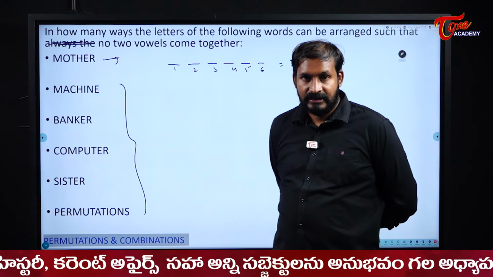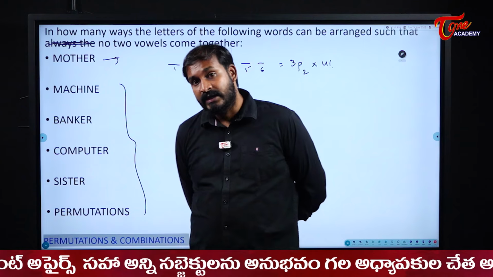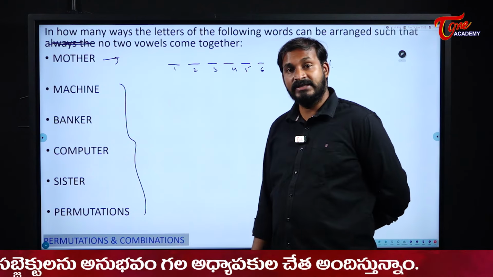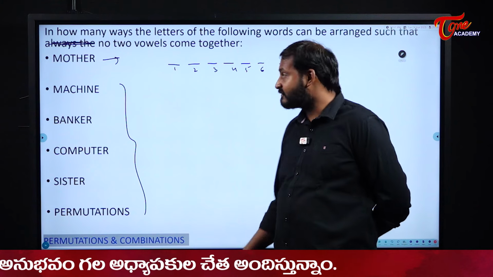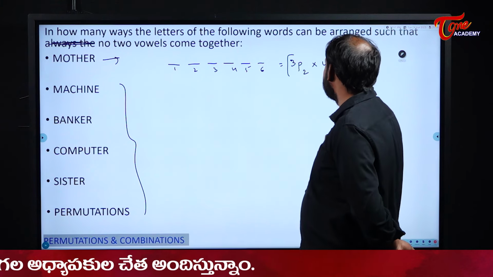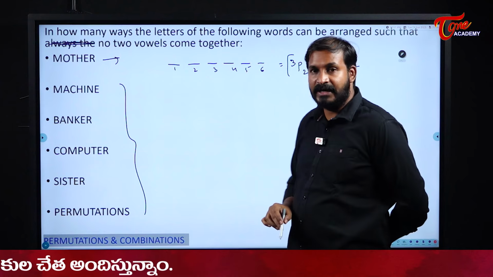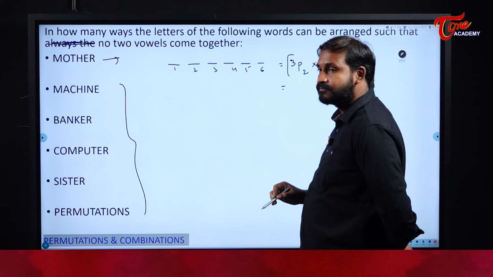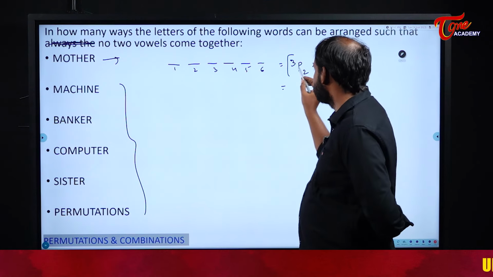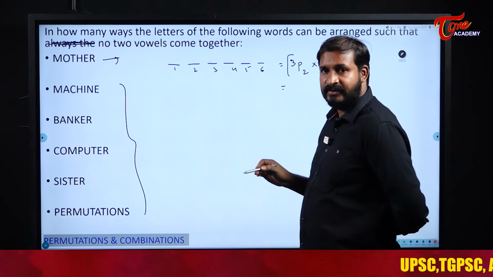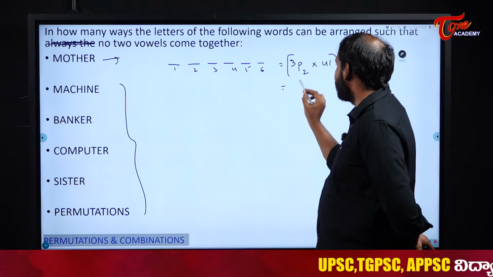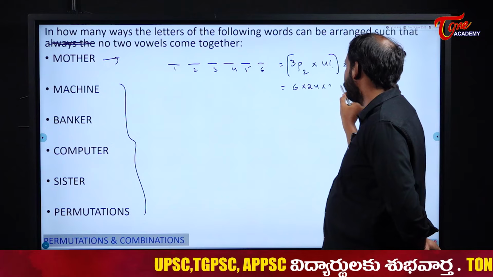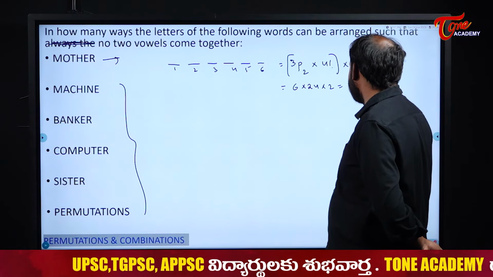This is one method. And the other one is what? If vowels occupy the even positions, that is also one chance for me. So even will be the same thing, so I will multiply it with 2 directly. What will happen here, students? 3P2 becomes 3 factorial into 4 factorial. So 6 into 24 into 2. It becomes 288.